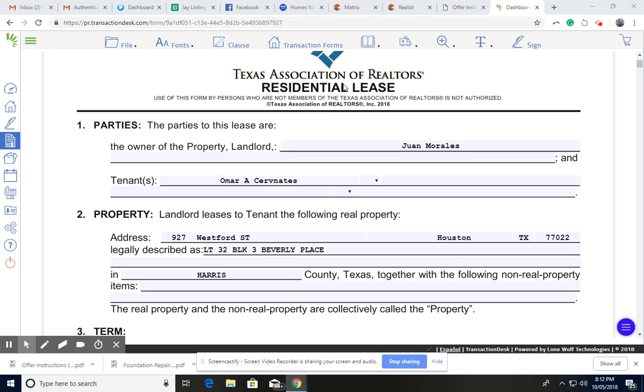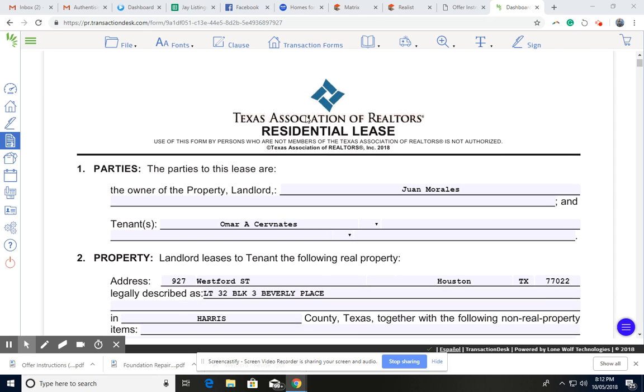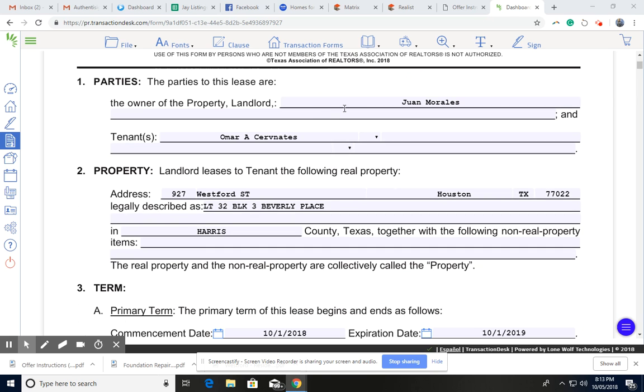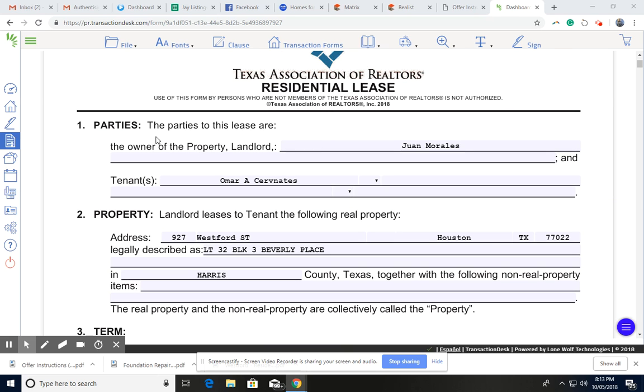Here, as you can see, it's a residential lease. If you want to, I'll teach you how to get these forms to fill them out. You can fill them out. It's all fillable online.